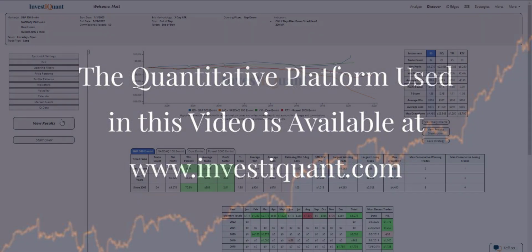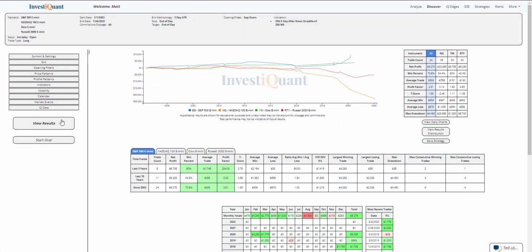All right, here we go. These are the results based upon entering the market long at 9:30 a.m. Eastern Time, exiting at 4:15 p.m. Eastern Time, when you have a down straddle of the 200-day simple moving average followed by a gap down. The S&P has 24 samples of this pattern dating back to 2003. The NASDAQ comes in at 29, 25 for the Dow, 33 for the Russell.